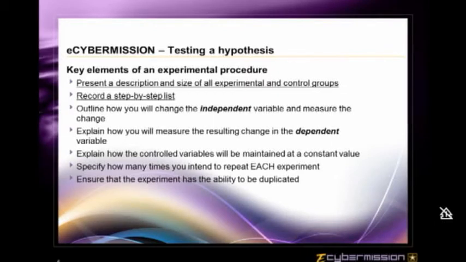After you identify your independent and dependent variables, your experimental procedure must explain how you will change the independent variable and how you will measure the resulting change in the dependent variable or variables. If applicable, your experimental procedure should explain how the controlled variables will be maintained at a constant value.